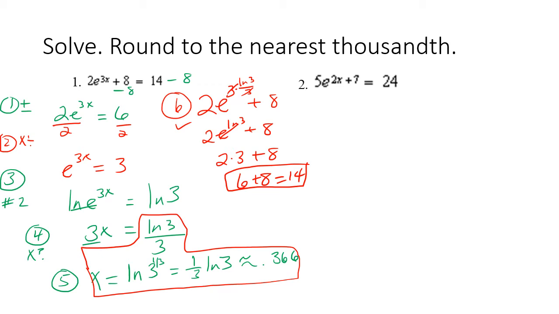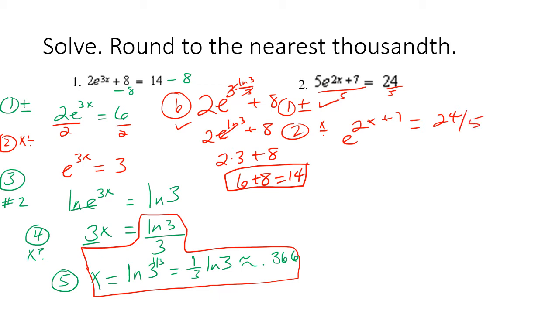All right, our next one. So step 1, is there anything that I can add or subtract away from this term? Nope, good to go. Step 2, is there anything I can multiply or divide away from this term? Yes, I can divide both sides by 5. So that leaves me with e to the 2x plus 7 equals 24 divided by 5.